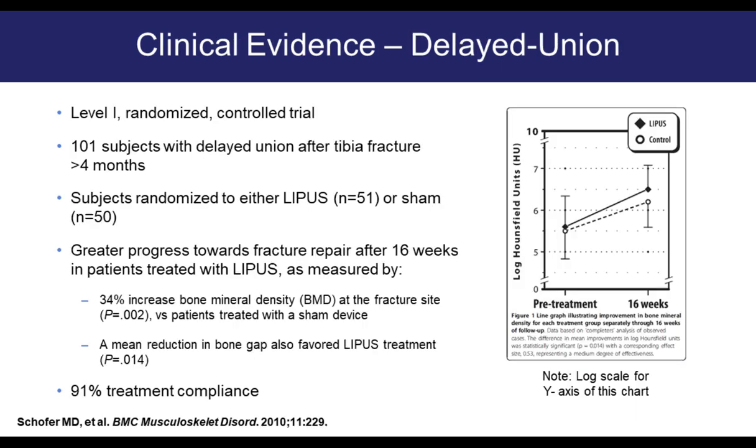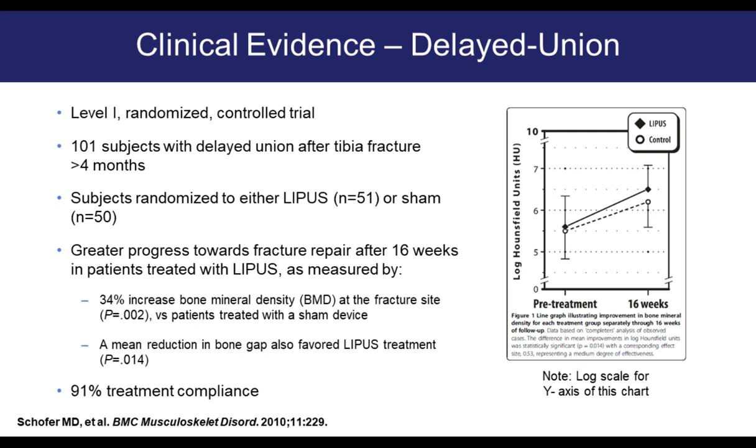This Schofer paper is about as good as we can get in non-union, delayed union studies, in my opinion. I think we're near the top of the mountain here, and I'll explain why I think that. So this is a level 1 randomized controlled trial. So how can this be randomized? I told you earlier it would be inappropriate to randomize these. The reason this can be randomized is that these were delayed unions, not non-unions.